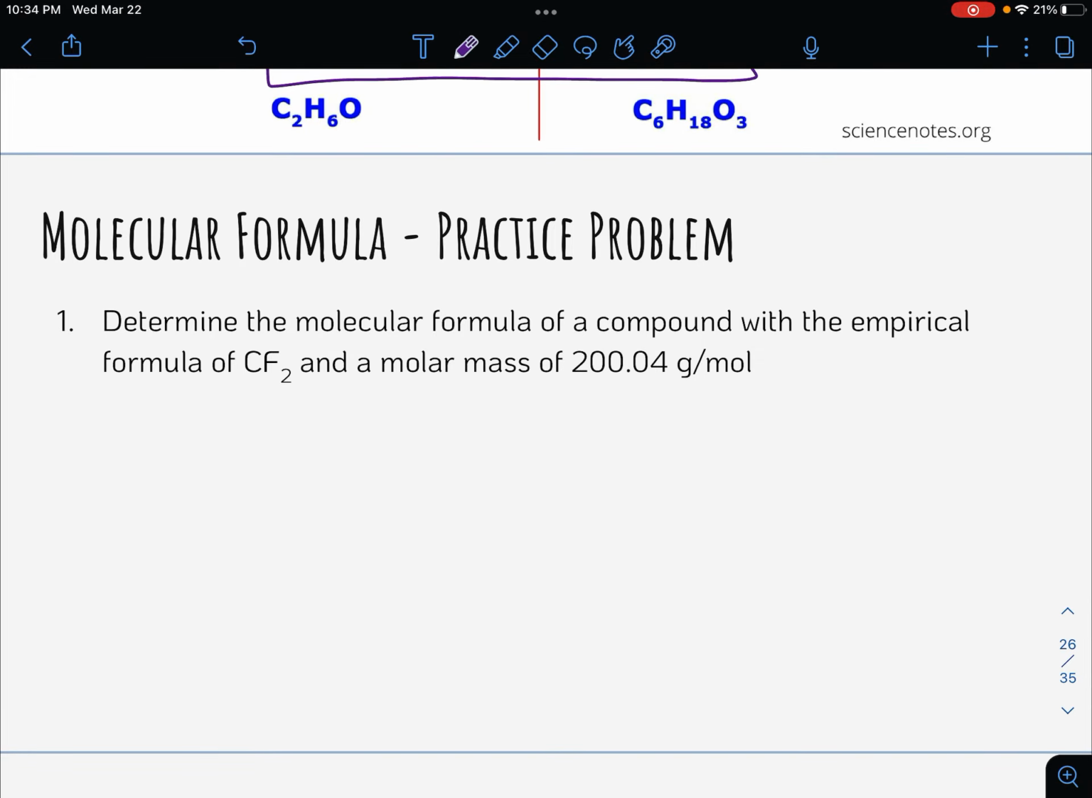Okay, so let's look at this example here, and you can just follow along. It tells me that I have a formula. This is its empirical formula, that's CF2. The actual formula that I'm looking for has a mass of 200.04 grams.